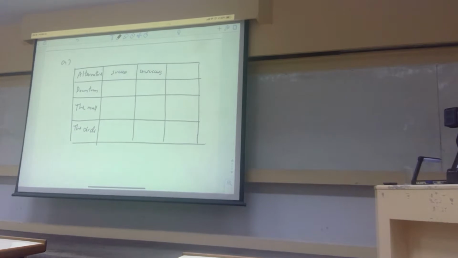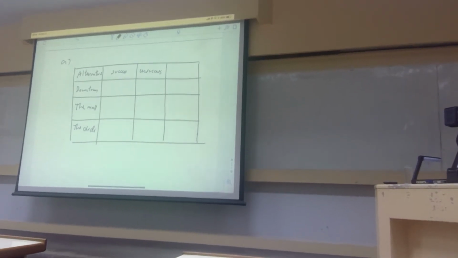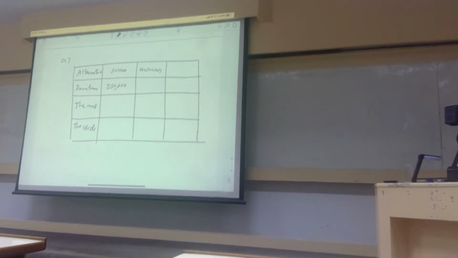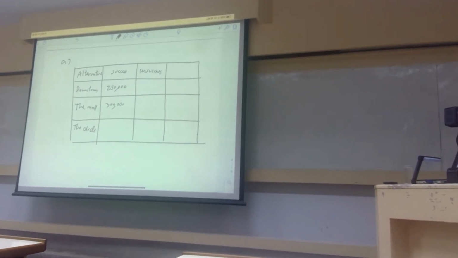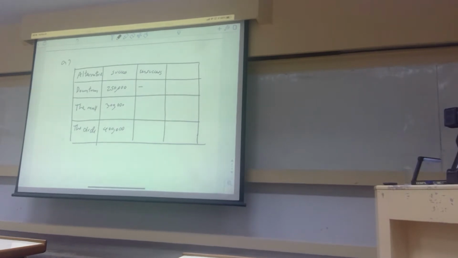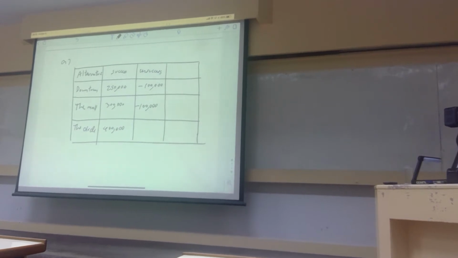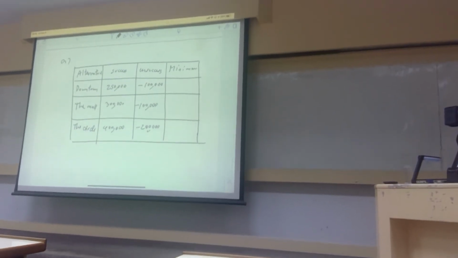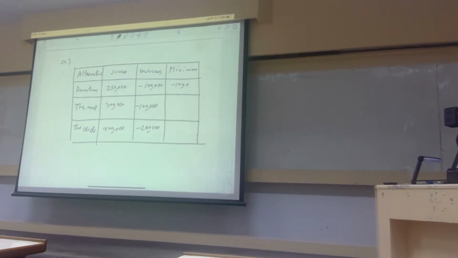So we have successful. This one is 250. And then one success, we lost. And then, for maximum, we try to find the minimum. So this is the minimum.